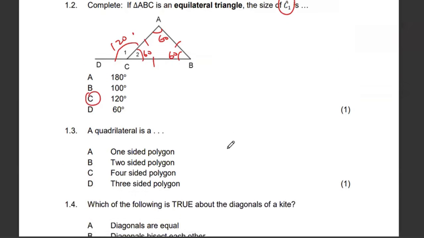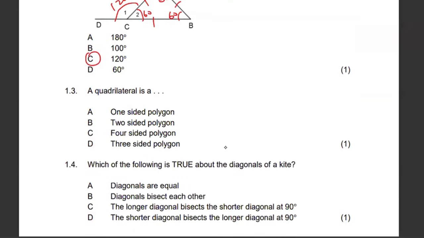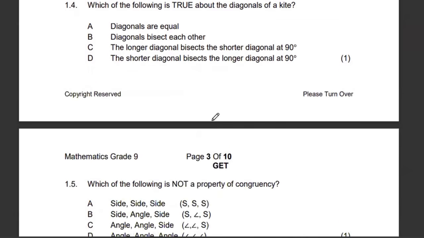So a quadrilateral is a four-sided polygon, okay? Quad means four. Then which of the following is true about diagonals of a kite? So if we have a kite, we know that the adjacent sides are equal, so the diagonals will intersect at 90 degrees. And then it's only one diagonal, the shorter diagonal, that is divided into two, or bisected.